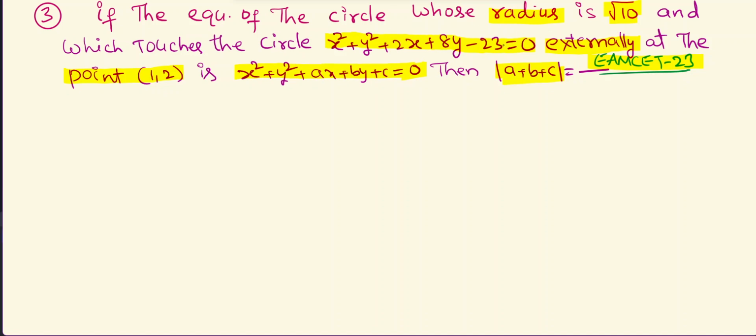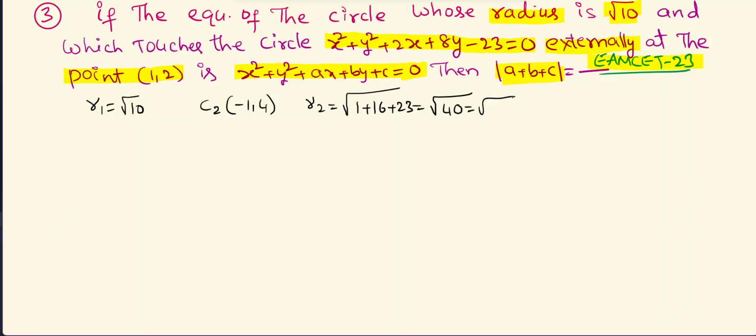Here the circle radius is given, that is R1 is equal to root 10. And another circle touches it, the second circle is given, that is the center of the second circle C2 is (minus 1, minus 4) and radius R2 is equal to square root of 1 plus 16 plus 23, that is equal to root 40. Root 40 is equal to, this is 4 into 10, that is equal to 2 root 10. So both the circles touch each other externally at the point.